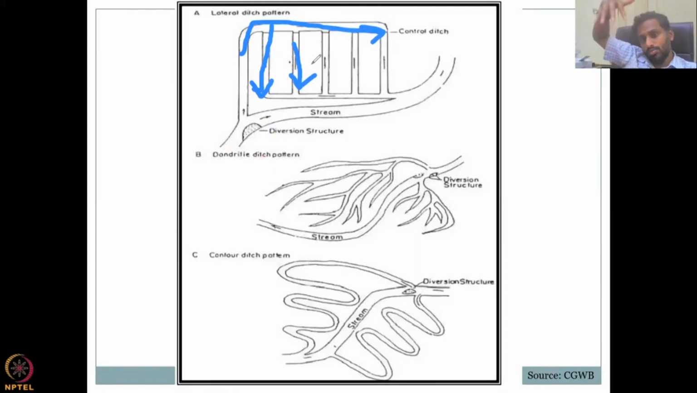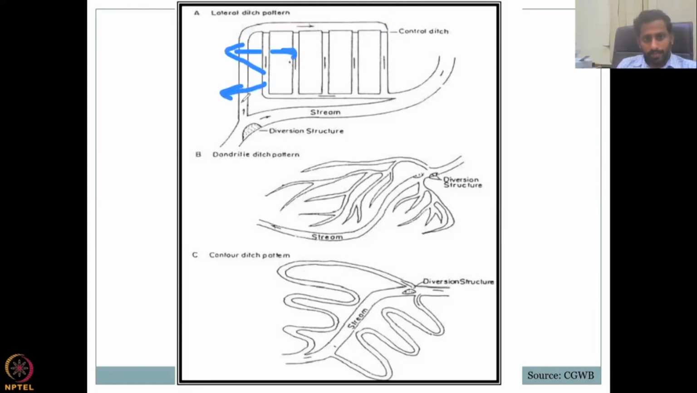You have lateral ditch moving, and the control ditch will come back to the main channel. The lateral ditch will also come back to the main channel after recharging like this. So the recharge will happen mostly on these areas. Okay, so that's how recharge is happening.